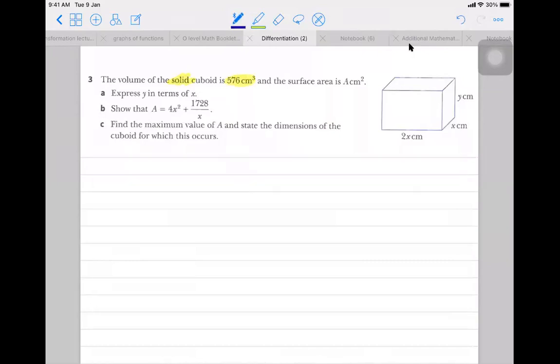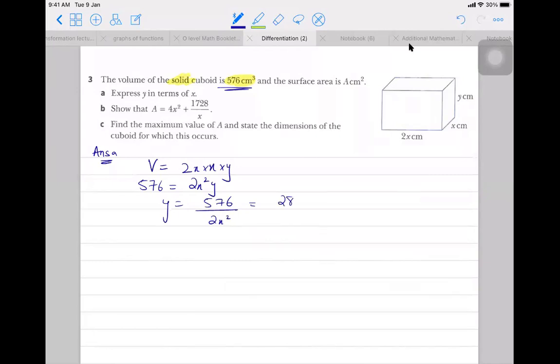So obviously we are going to use the information given to us, and the information is related to the volume. So if I want to find the volume, volume is going to be 2x times x times y. The volume is 576, 2x square times y. So y is going to be 576 upon 2x square. After simplification, this is going to come out as 288 over x square.